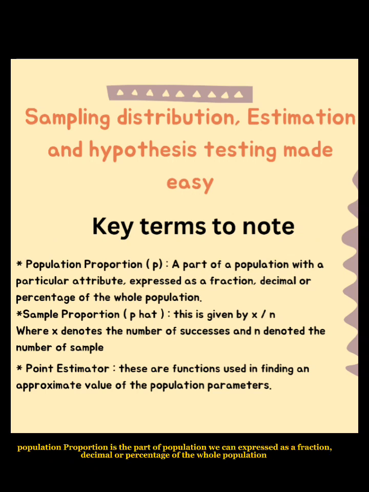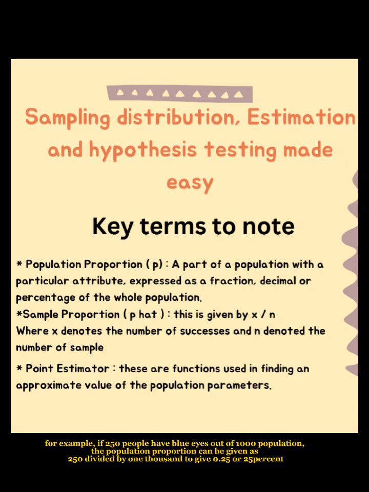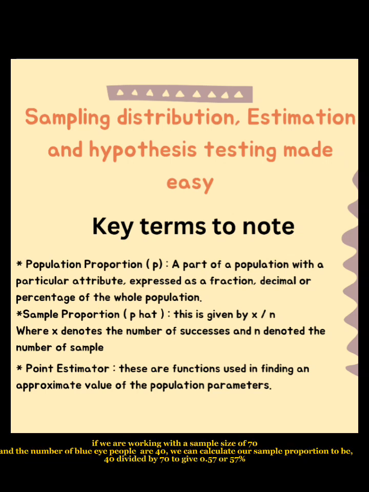Population proportion is the part of the population we can express as a fraction, decimal or percentage of the whole population. For example, if 250 people have blue eyes out of 1,000 population, the population proportion can be given as 250 divided by 1,000 to give 0.25 or 25%. Similarly, sample proportion works the same way, just that in this case, we are trying to get the proportion based on our sample. If we are working with a sample size of 70, and the number of blue-eyed people is 40, we can calculate our sample proportion to be 40 divided by 70 to give 0.57 or 57%.